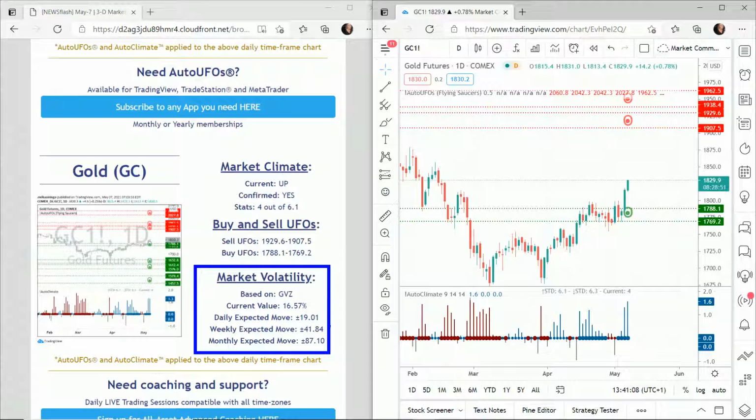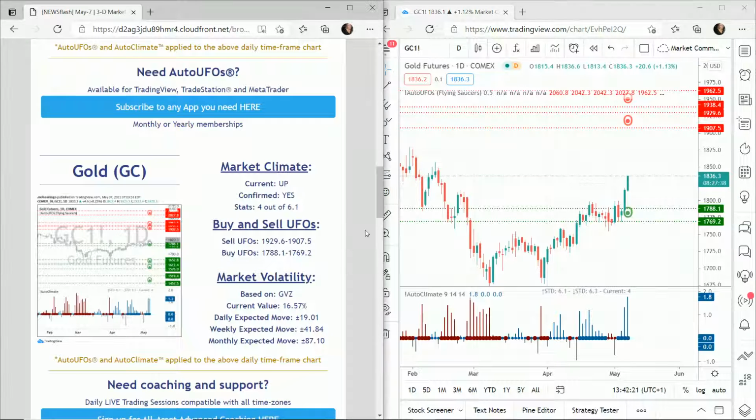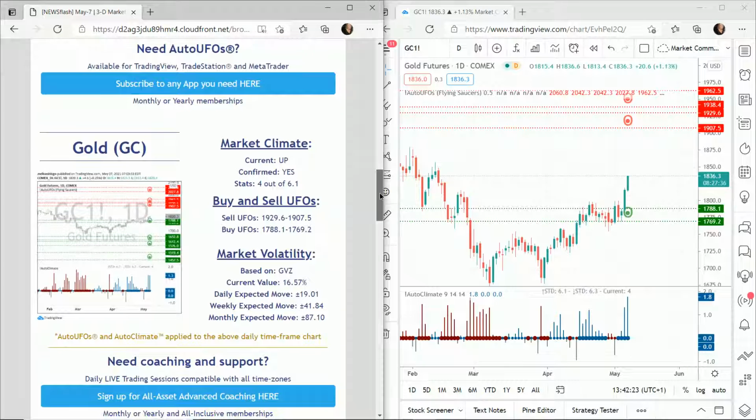Volatility wise, we'd expect movement up or down in one day of 19.01 points, in 1 week up or down of 41.84 points, and in 1 month up or down of 87.10 points. And again, overall probability there to the upside for gold, at least for the next couple of days.